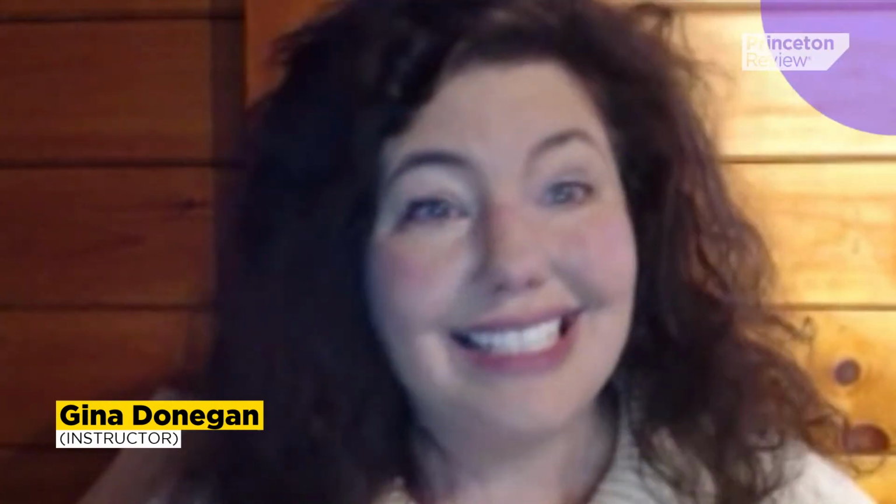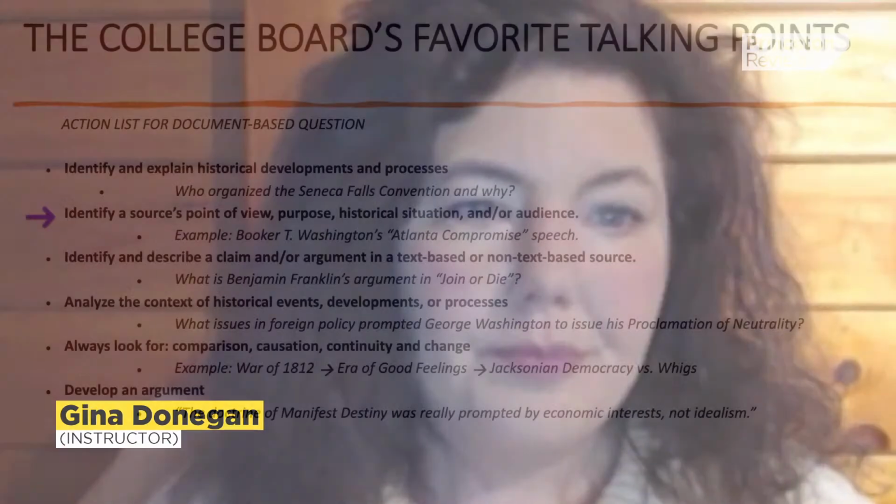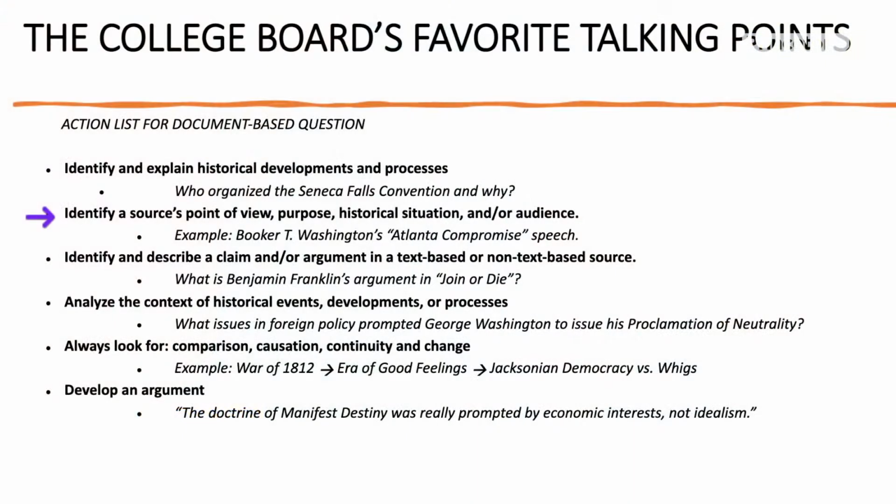You also need to identify the source's point of view, purpose, historical situation, and/or audience. That's exactly how you score one of those crucial points. So, for example, if they give you an excerpt from Booker T. Washington's Atlanta Compromise speech, you need to know what Booker T. Washington's point of view was. So he was obviously an African American who was promoting the rights and interests of African Americans.